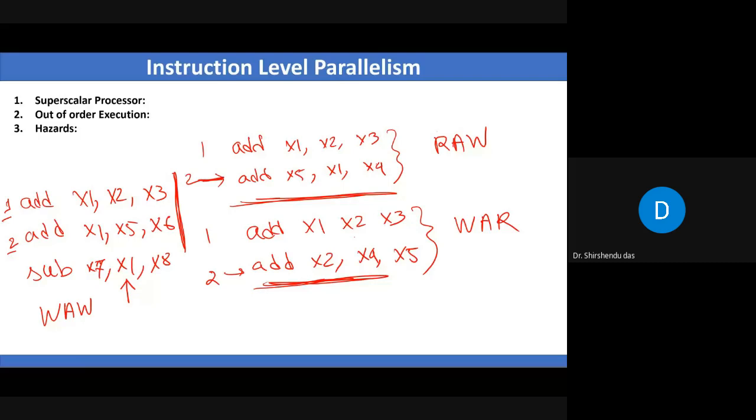But still, the only technique to resolve RAW hazard is data forwarding. Can you resolve this hazard? Can you propose any technique? Don't think in an architectural way. Suppose you think in a simple way.